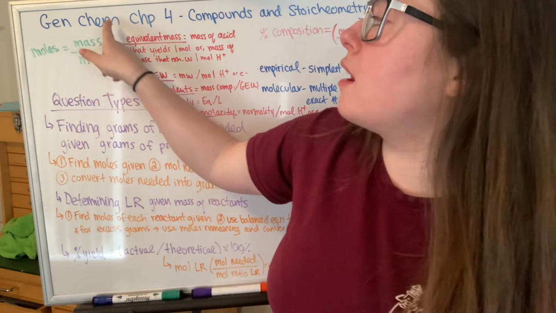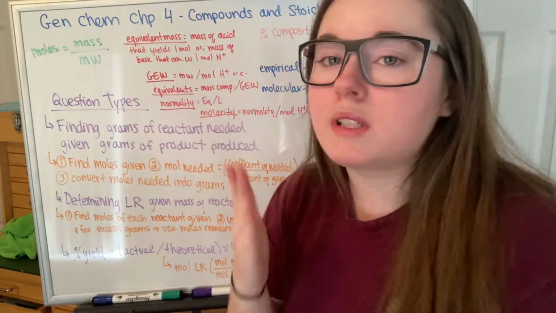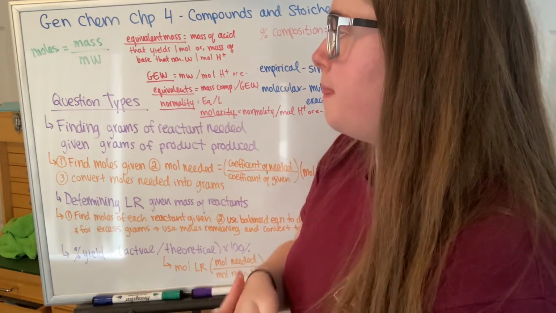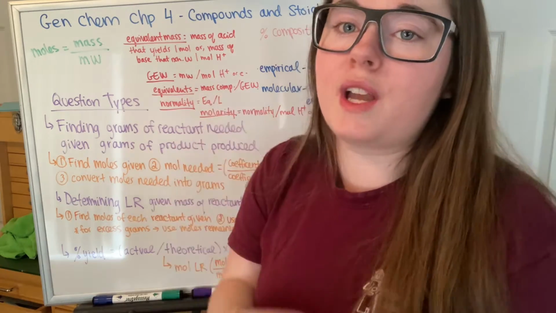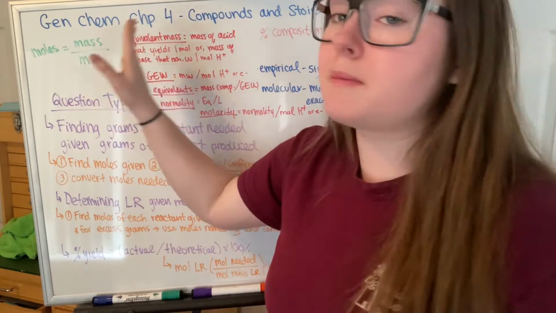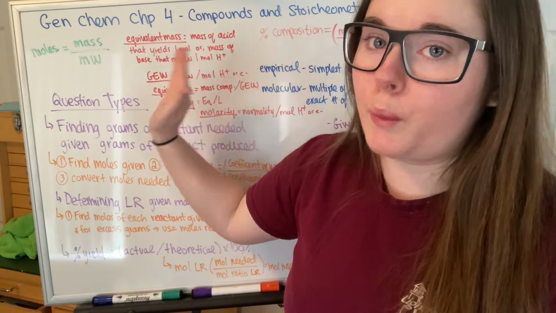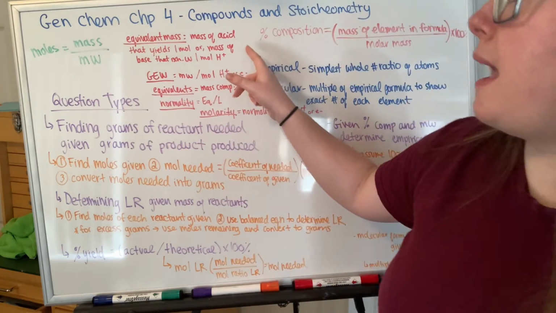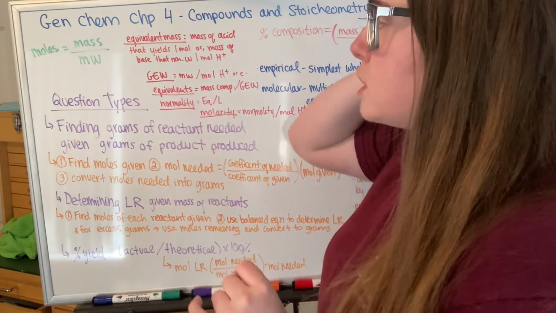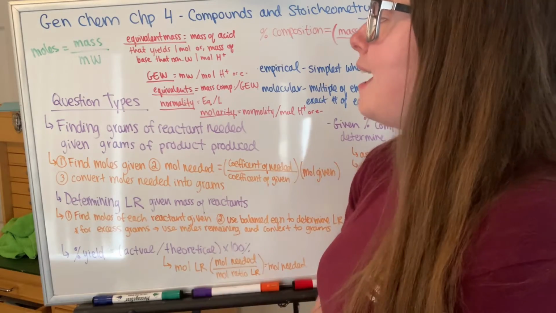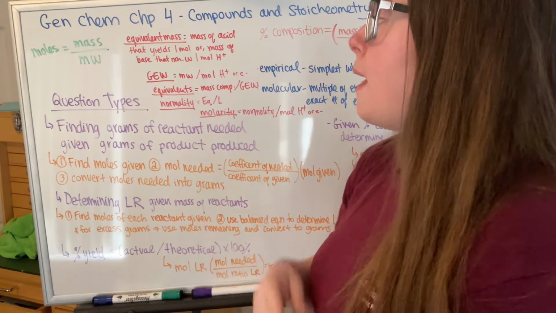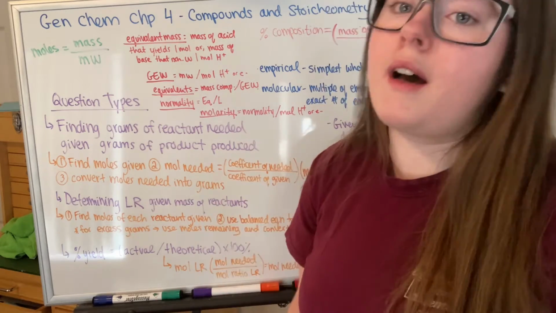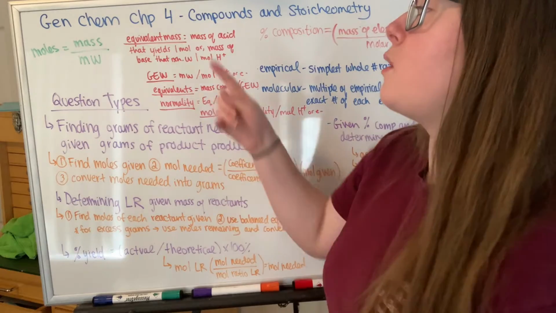We have our main equation, which is moles equals mass over molecular weight. Know that formula, know that equation. Moles equals mass over molecular weight. Mass is in grams. Next we have our equivalent mass, which is the mass of an acid that yields 1 mole of hydrogen ions, or the mass of the base that reacts with 1 mole of hydrogen ions. That's the equivalent mass.